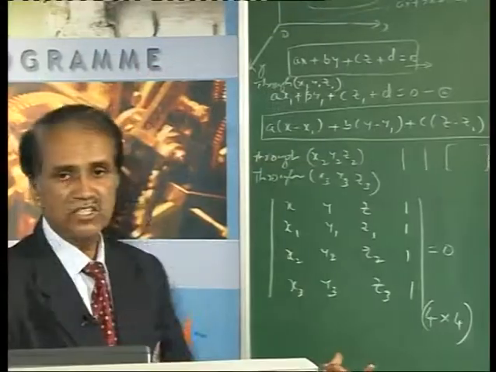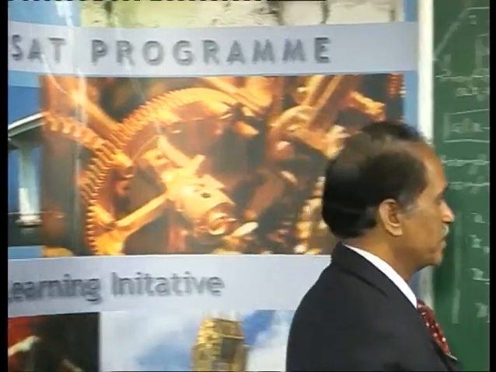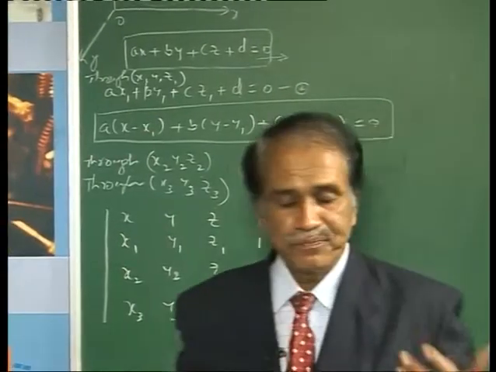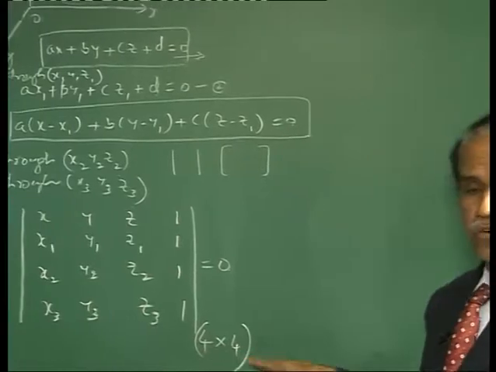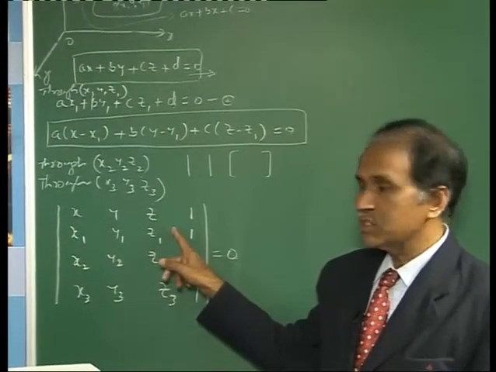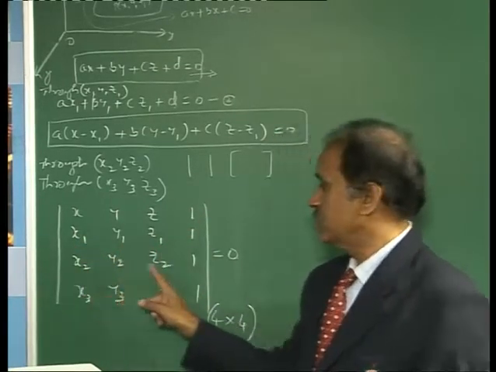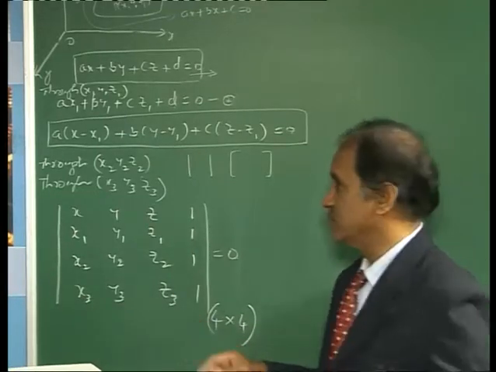Now I am using the determinant in order to simplify, in order to give the final form of the formulation as 3-point form of the plane. That should be like this. You are going to simplify the determinant, which has the order of 4 cross 4. The first row is for unknowns, second row is for known values, third row is also for known values, and fourth row is also for known values.